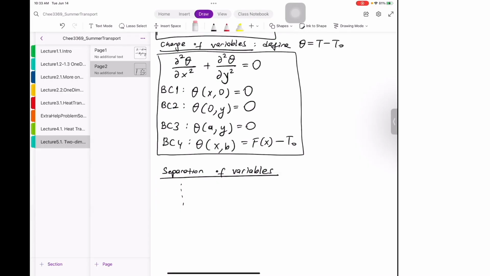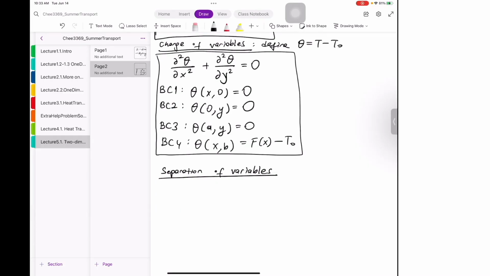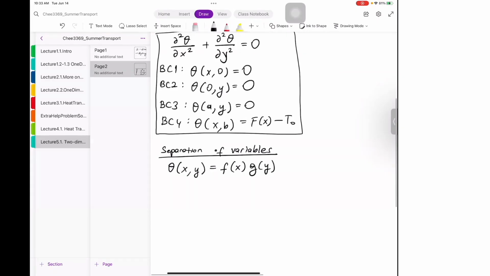Okay, so let's do the separation of variables now. We're going to assume that the solution theta, which is a function of x and y, can be written as a product of functions, one of which is a function of x, the other is a function of y. Okay, that's the separation of variables. We are going to plug into the governing differential equation to see what information we can get out of this that defines the f of x and g of y separately.